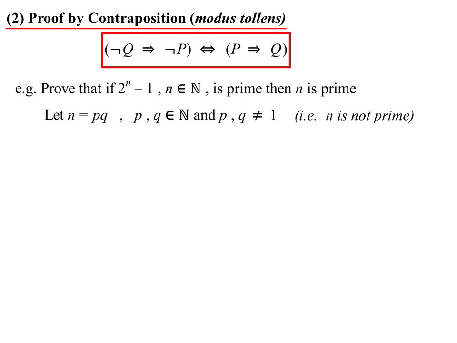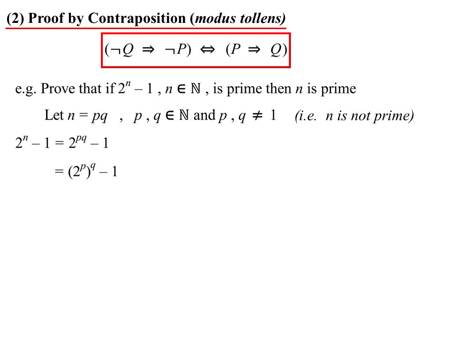Well, let's have a look at this 2 to the power of n minus 1 then. I now want to show that this is not a prime number, the contrapositive, going back the other way. So 2 to the power of pq minus 1, which I'll rewrite as 2 to the power of p, all to the power of q, using our index laws.